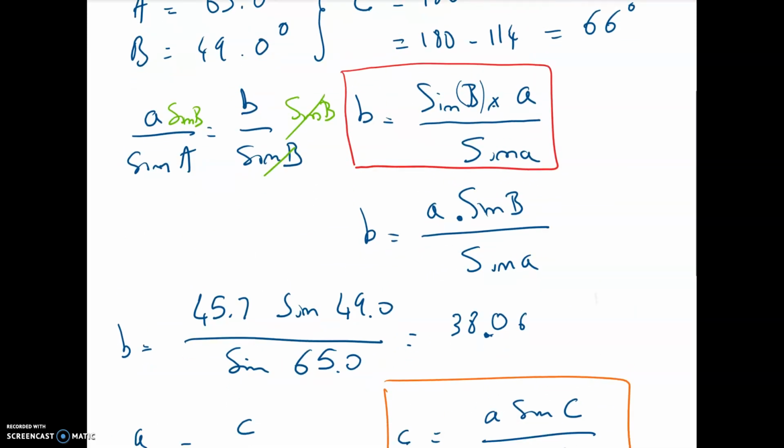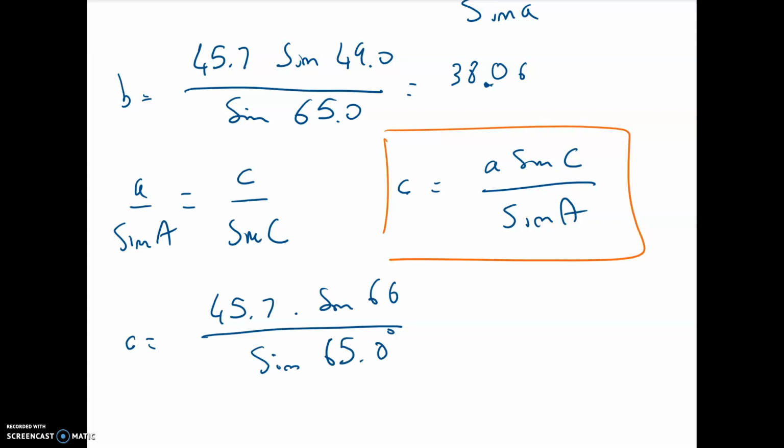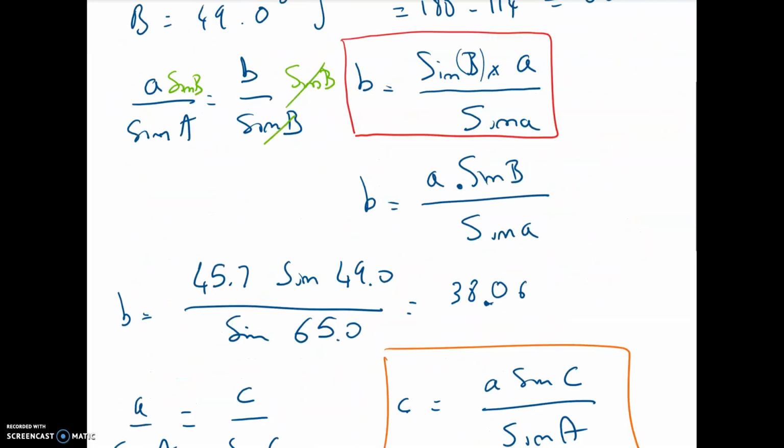I know that my angle C equals 66 degrees, so side c is equal to 45.7 multiplied by the sine of 66 degrees divided by the sine of 65 degrees. And so I end up with a value of 46.06. All right. So now let's move on to the next problem, which is problem number 9.